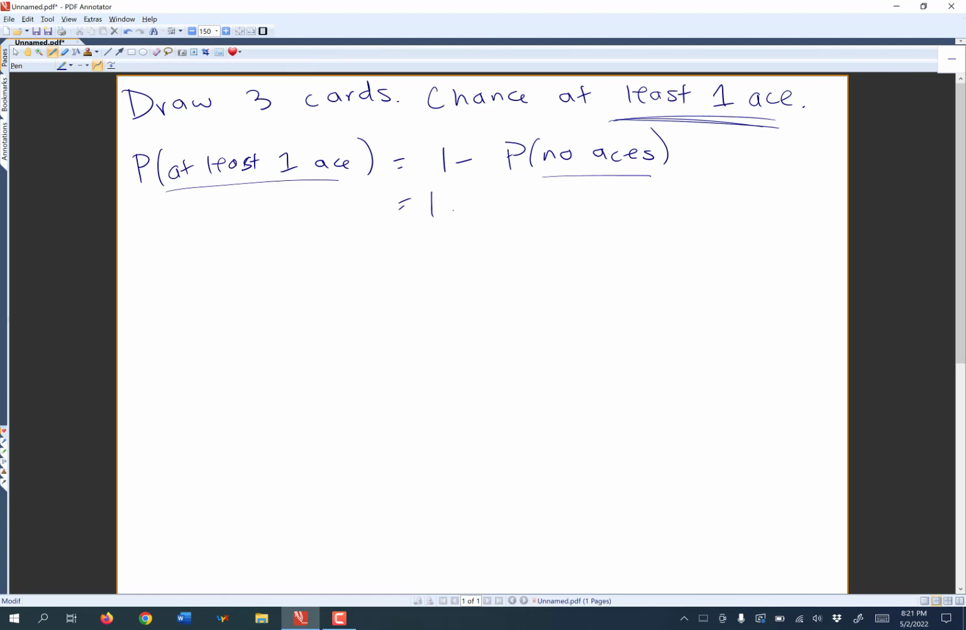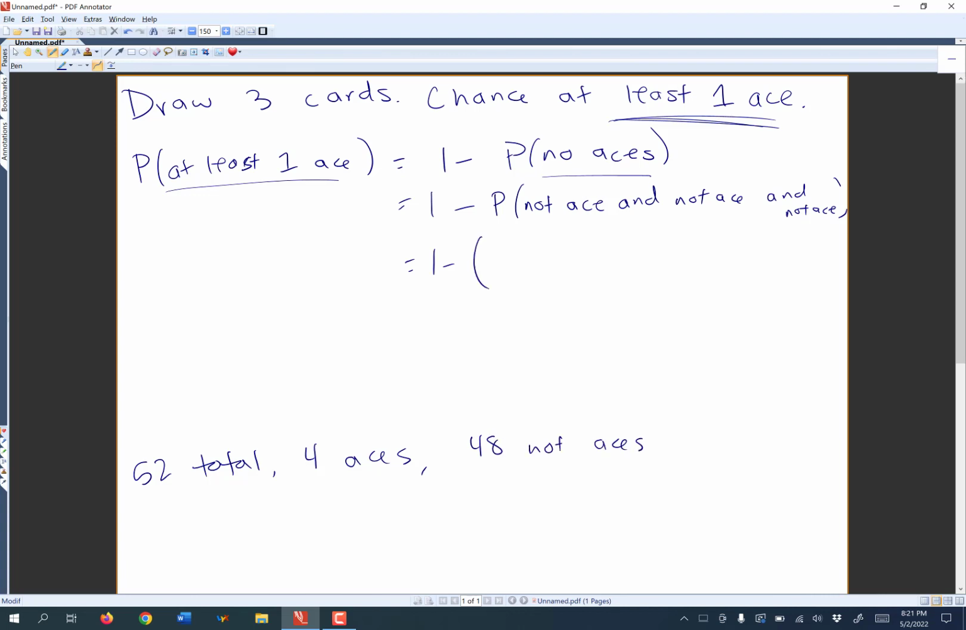So what we need to do is find the probability of no aces. To get no aces, you'd have to get a not ace first, and a not ace, and a not ace. You have to have 3 not aces. So let's figure out what that would be. To get a not ace first, well, in our deck there are 52 total. There are 4 aces, and there are 48 not aces.